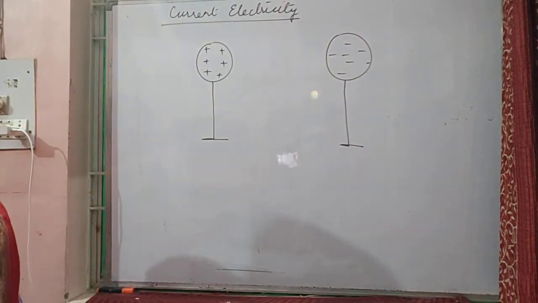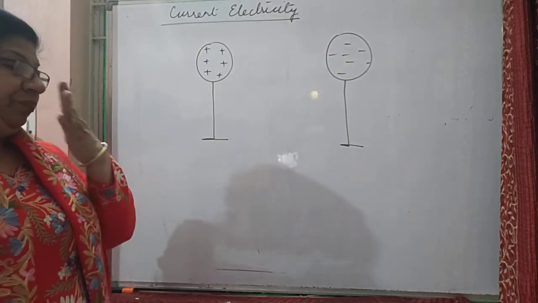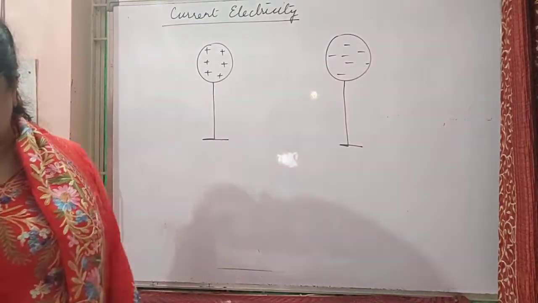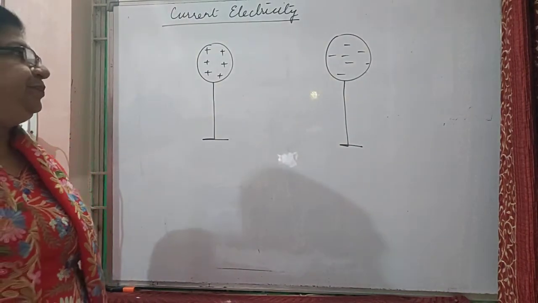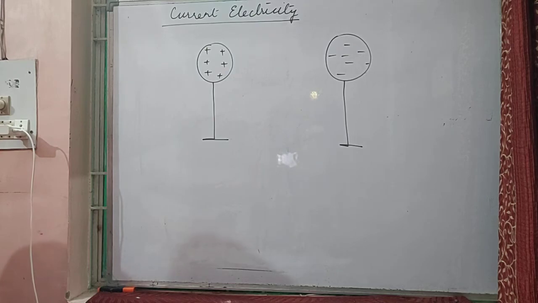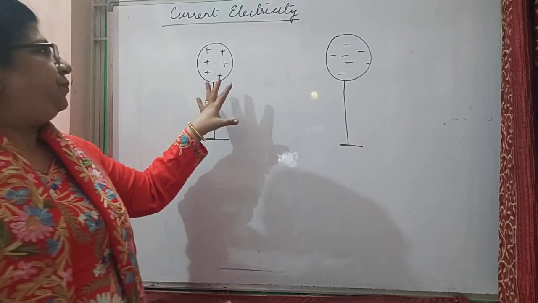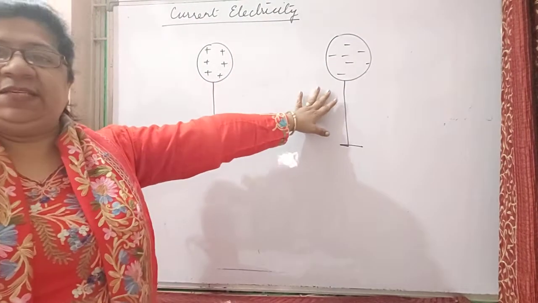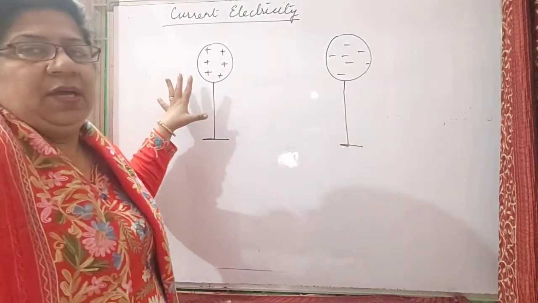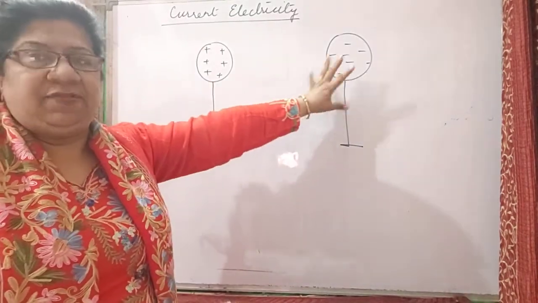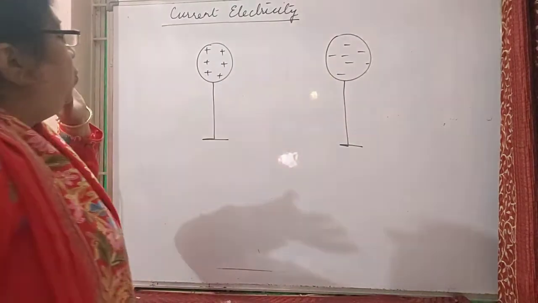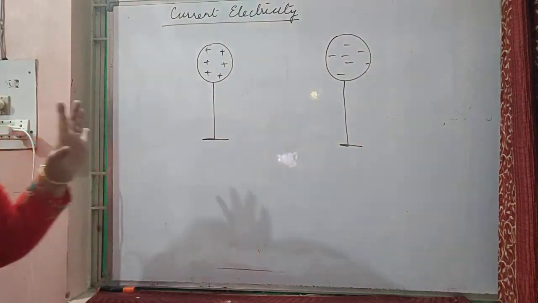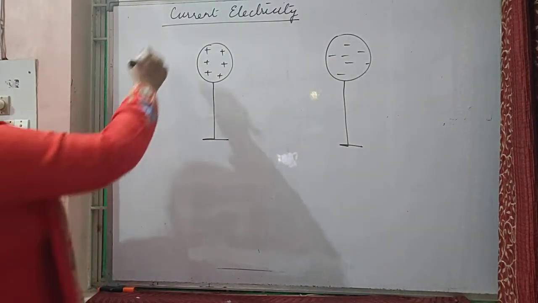Now, current electricity. We'll start with the concept of current here. Suppose we have any two bodies. This is positively charged and this is negative. You can say this has positive charge and this has negative charge, and you know the meaning of charge. Whatever body has positive charge is said to be at higher potential.